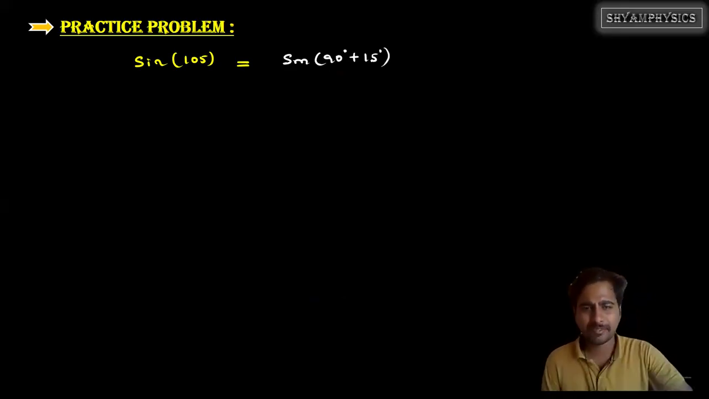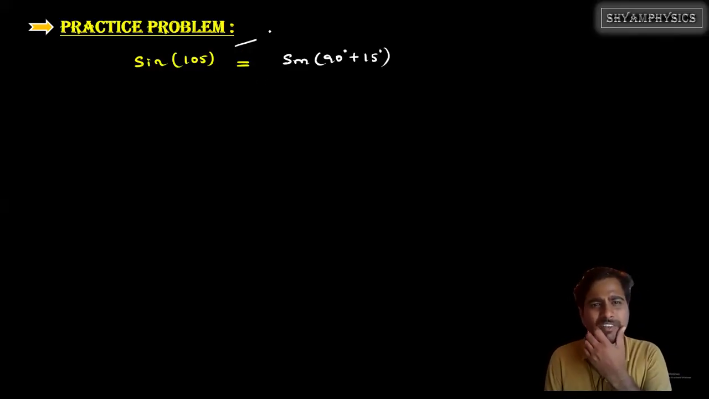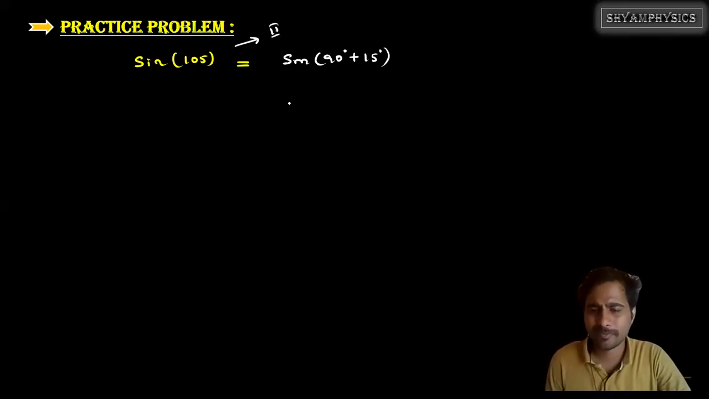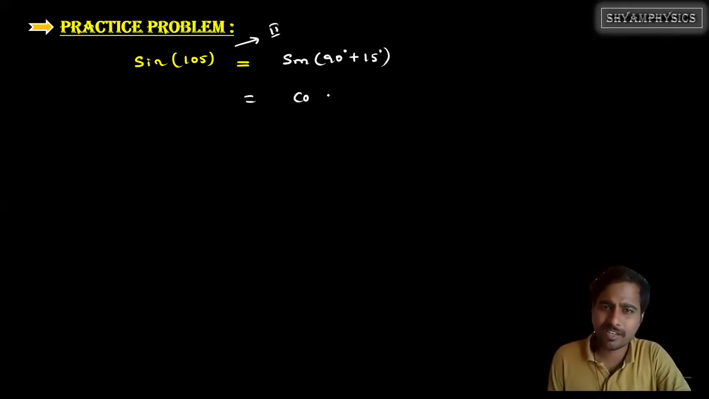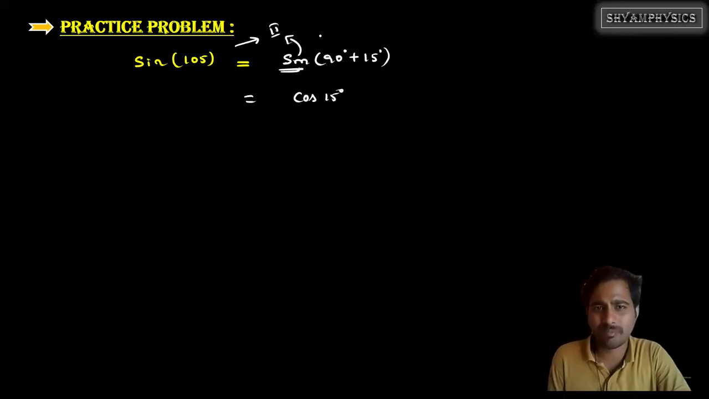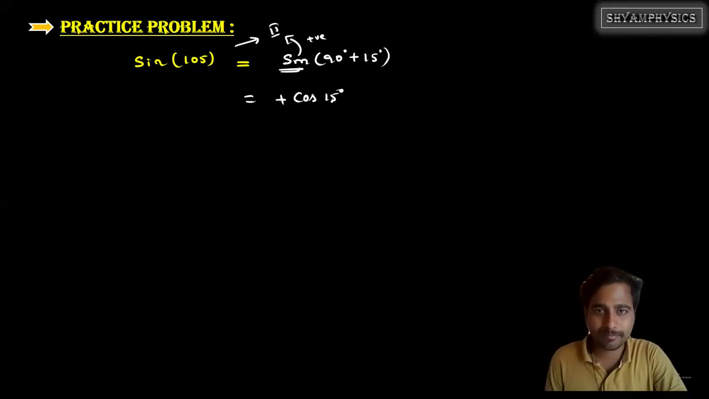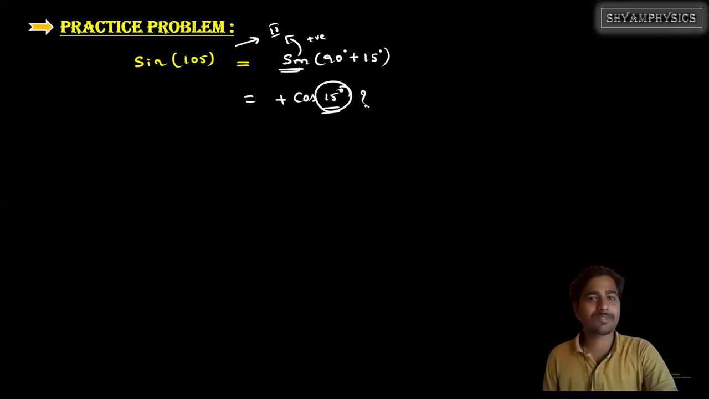Correct. Done. Super. Excellent. Next, sir, actually 105 belongs to the second quadrant. In the second quadrant, it means 90 plus theta. We need to change first. It is cos 15. Excellent. And sine in the second quadrant is positive. So positive. What is cos 15? Do you know the value of cos 15? No, you don't know. Okay, sir, no problem.